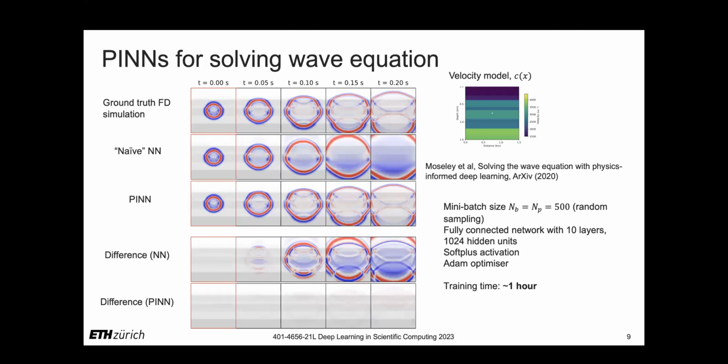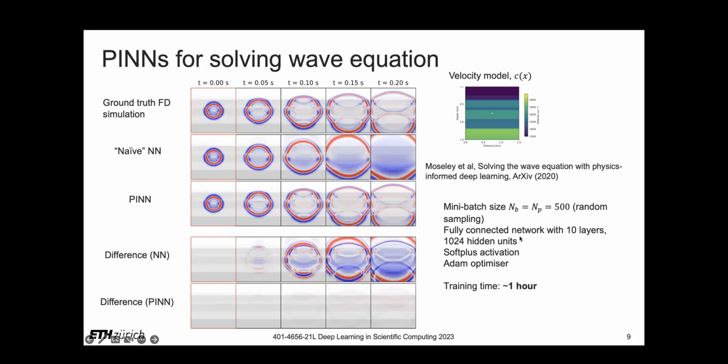So for example, I showed this example of PINNs solving the wave equation. We start with an initial condition of just a wave, or a point source, in the middle. And then we try to teach the PINN to predict the solution at later times. This particular example uses a fully connected network with 10 layers, 1,024 hidden units, and randomly samples collocation points, 500 samples every iteration of gradient descent.